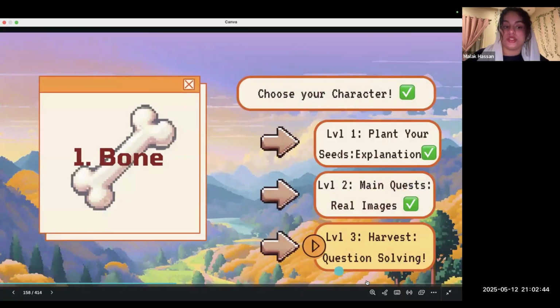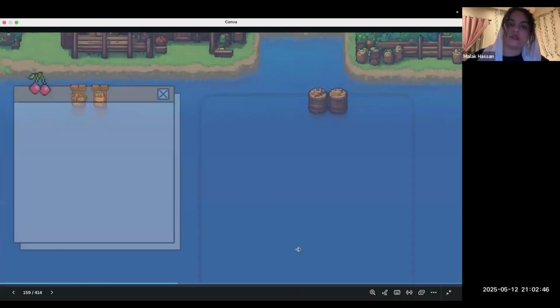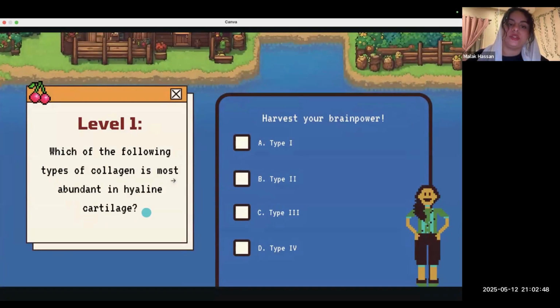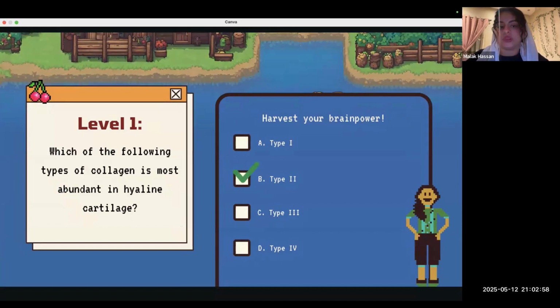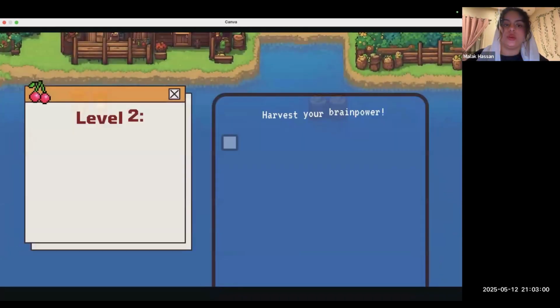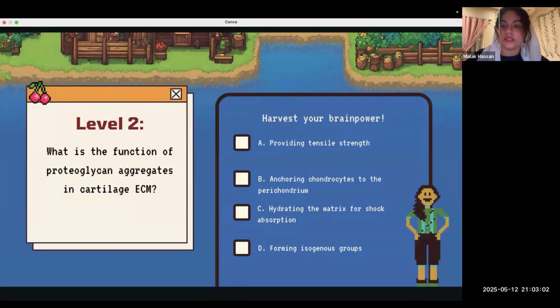Now it's time to move on to questions. So let's solve some questions. Now, which of the following types of collagen is most abundant in hyaline cartilage? Now you need to pause in order to answer. Okay, and it's type 2. What is the function of proteoglycan aggregates in cartilage ECM? And it's C.